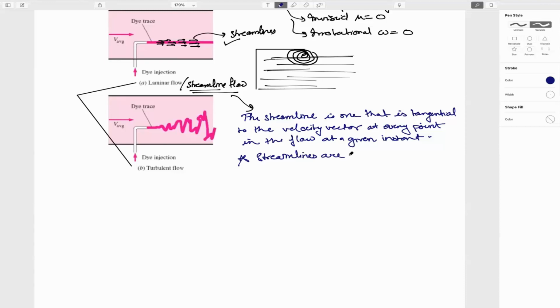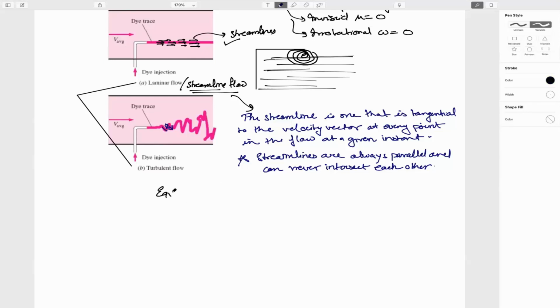The important point to note is that streamlines are always parallel and can never intersect each other. We cannot make streamlines in turbulent flow, because if you try to make them, they will intersect with each other, and that's why we cannot call this flow a streamline flow. Streamline flow is a smooth flow where streamlines are always parallel to each other.